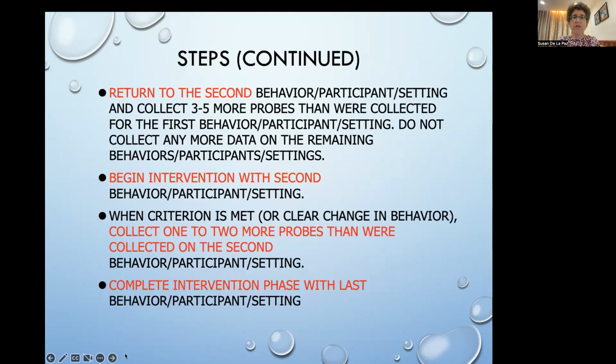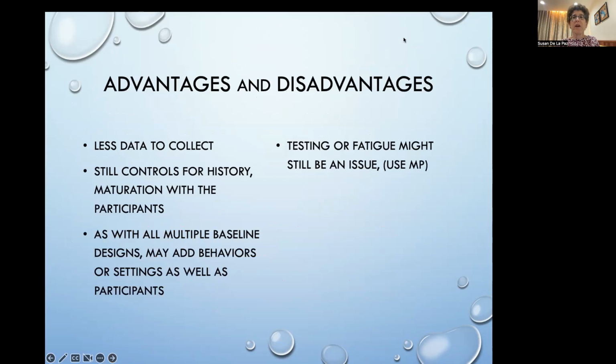Okay, then you return to the second. You go ahead and collect 3 to 5 more probes than the first time. Then you begin intervention with the second, and collect 1 or 2 more probes. When you meet the criterion, then we're collected on the second tier, and you complete the intervention phase with the last. So you just keep going with this.